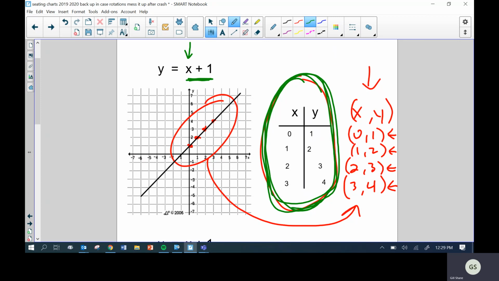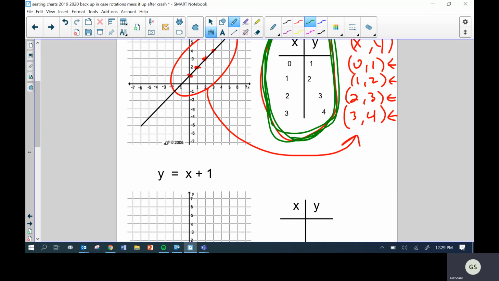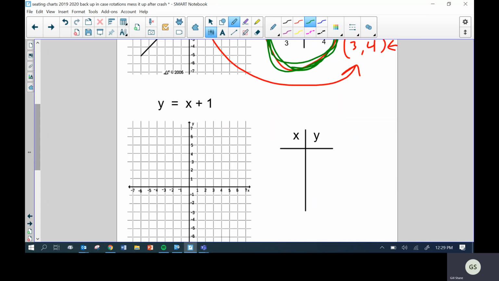So real quick, I'm not going to do a whole lot of explaining in the next couple, but I'm just going to show you that this works every time. So let's change the equation. So this time we'll do a subtraction, and we'll say x subtract 2.